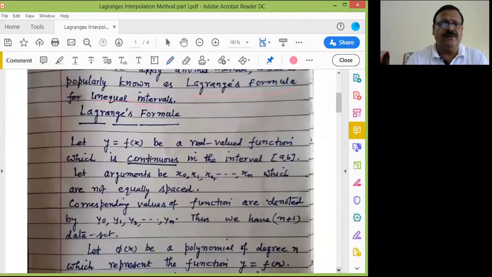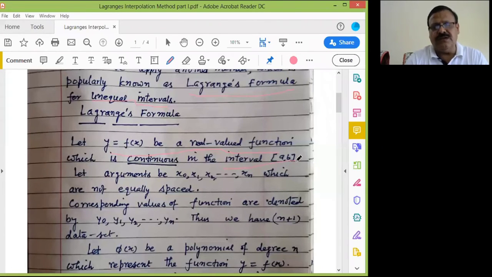As usual, let y is equal to f(x) be a real valued function. What is a real valued function? A real valued function is a function which provides values on the real line, where the domain is real and the codomain is also real, and which is continuous in the interval [a, b].